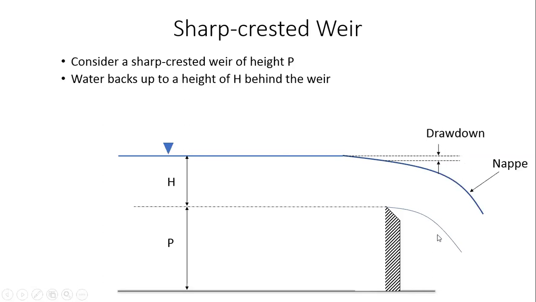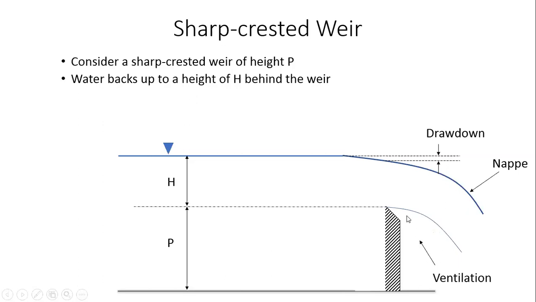Another important feature is that this nappe is flowing over the weir like a jet of water, right? So therefore there is ventilation behind the nappe. When I say ventilation, what does that mean? That this nappe has atmospheric pressure on all sides, right? On this side, there's atmospheric pressure. On the bottom of the nappe also there's atmospheric pressure because this is ventilated, right?